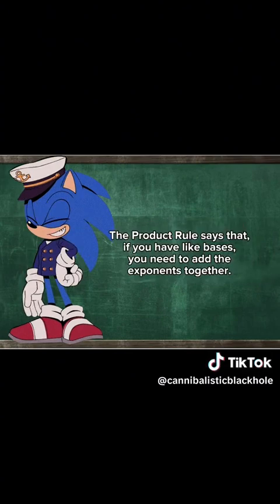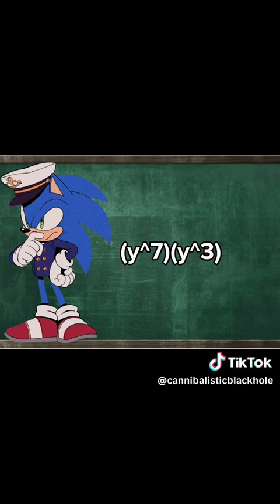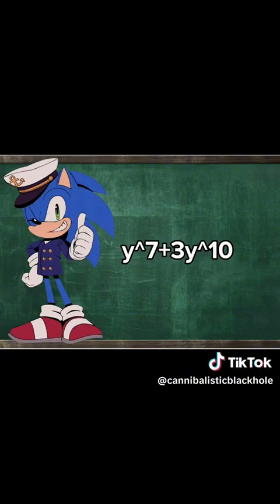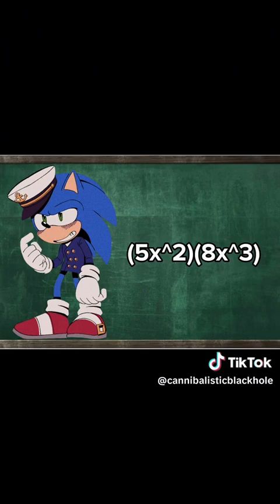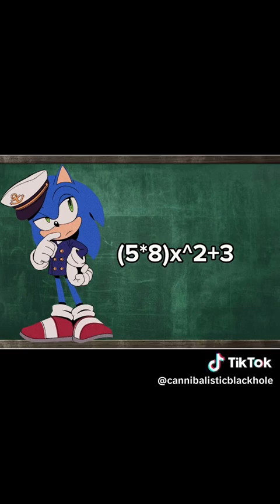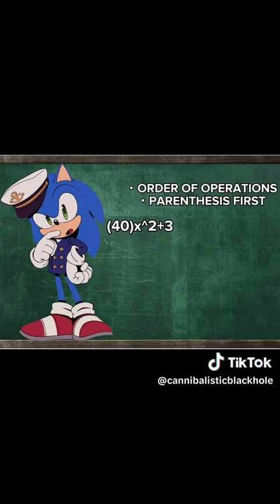The product rule says that if you have like bases, you need to add the exponents together. For example, if you have y to the power of 7 multiplied by y to the power of 3, you would add the exponents to get y to the power of 10. However, if you have something like 5x squared times 8x cubed, you would need to set it up like so. 5 times 8, x, 2 plus 3. Then, you would follow the order of operations to get 40x raised to the power of 5.